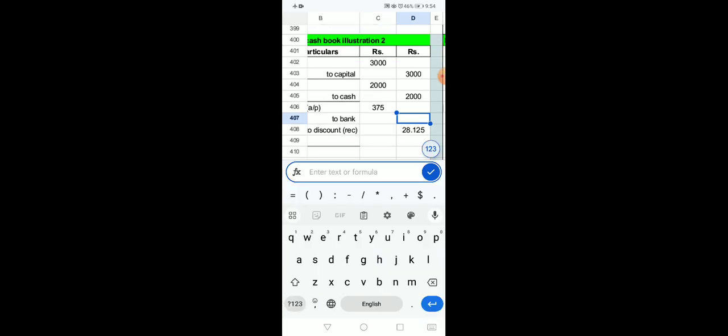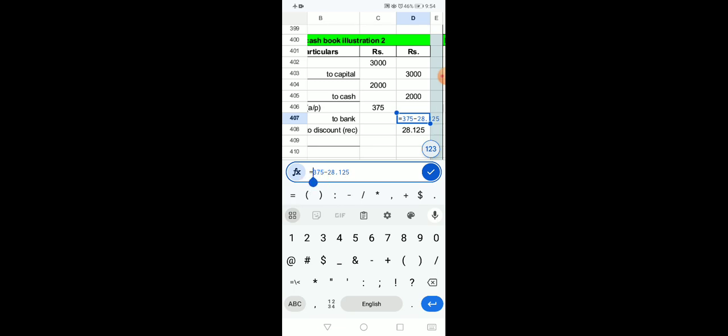375 was the total amount. You have received a discount of 28. It means the remaining amount would be written on the check. And how will you calculate the remaining amount? You will subtract the discount from the total amount. Total amount was 375 and the discount amount is 28.125.